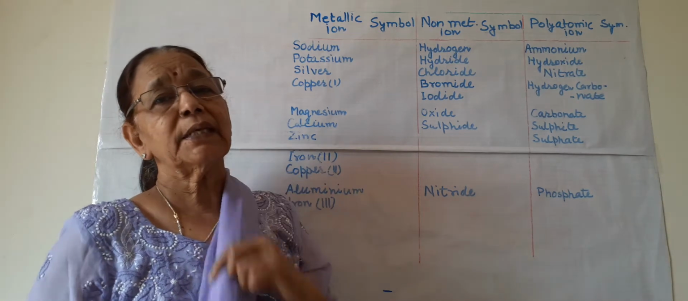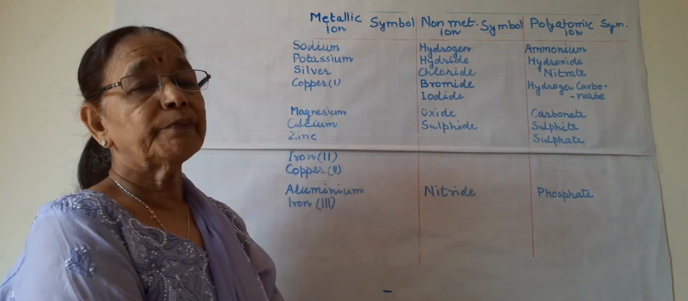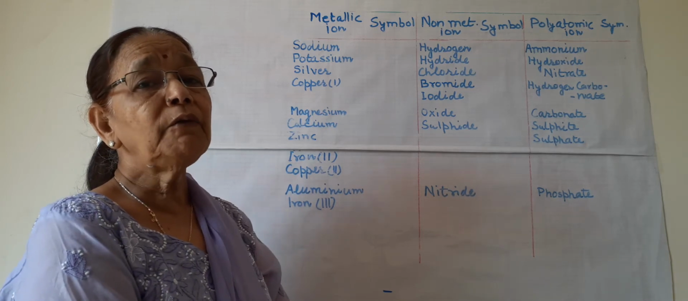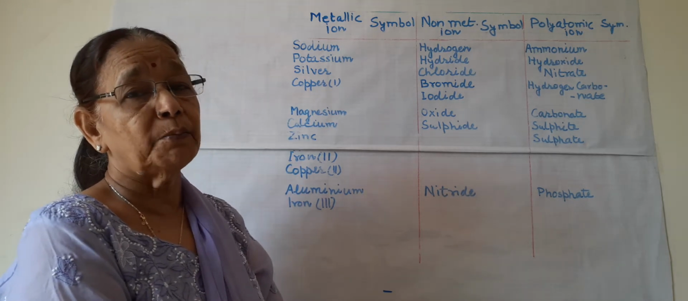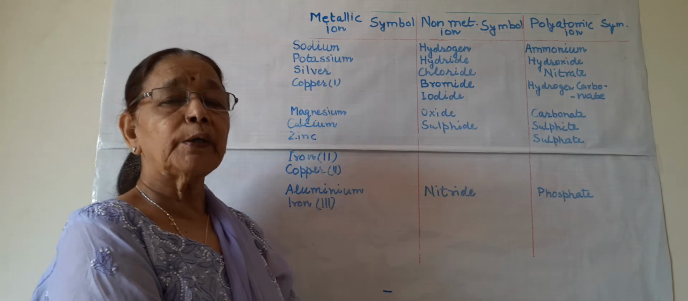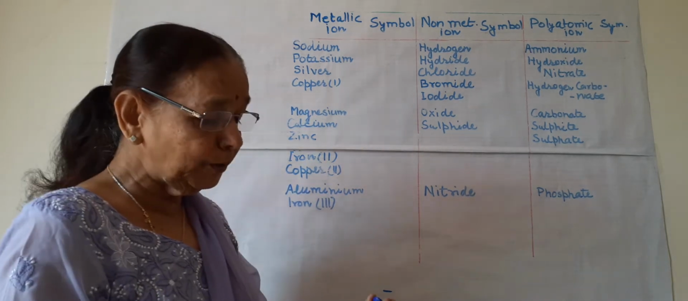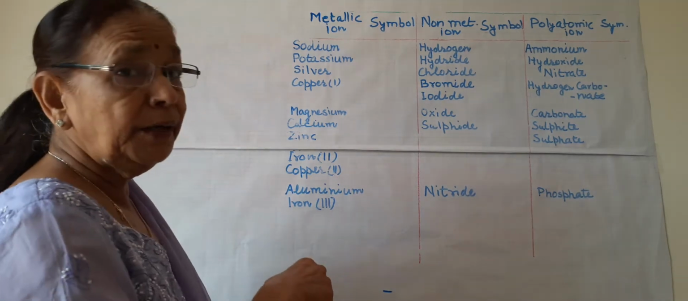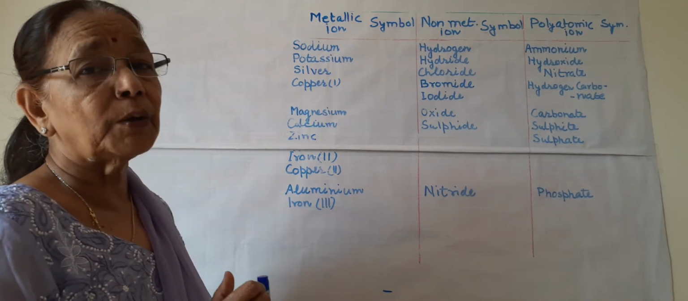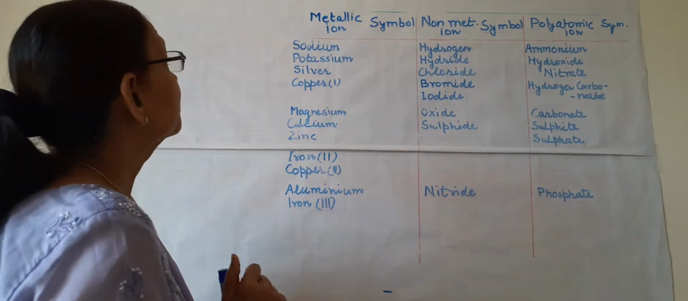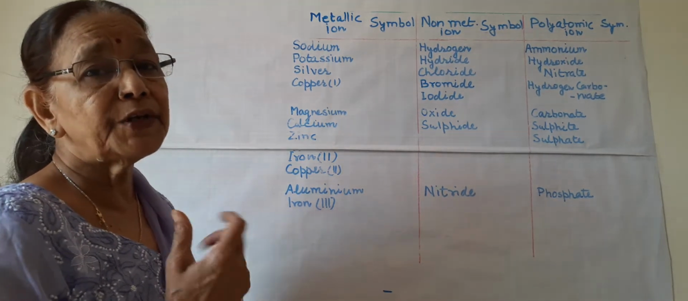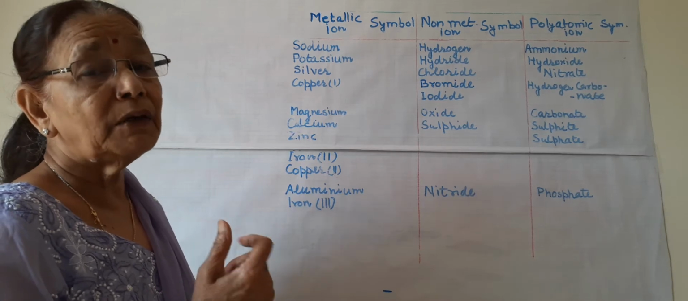Hello students, in this video we will learn how to write chemical formulae of different compounds. So it is in continuation with atoms and molecules. I think it is the fourth video, and we will study writing chemical formulae of different compounds. So first we should know what is the definition of chemical formula.